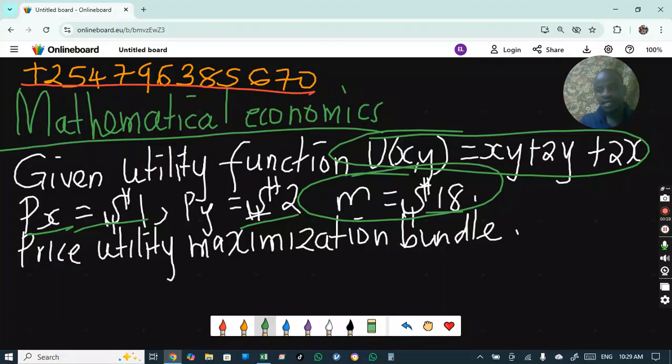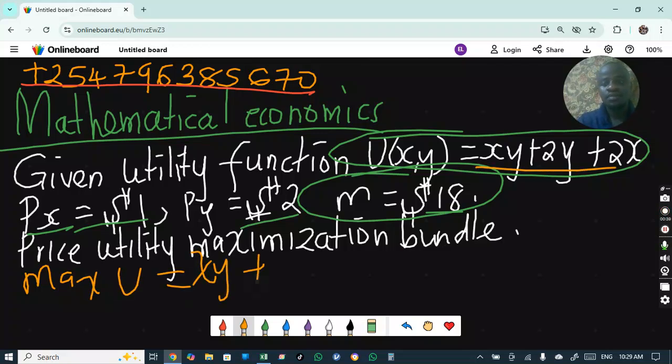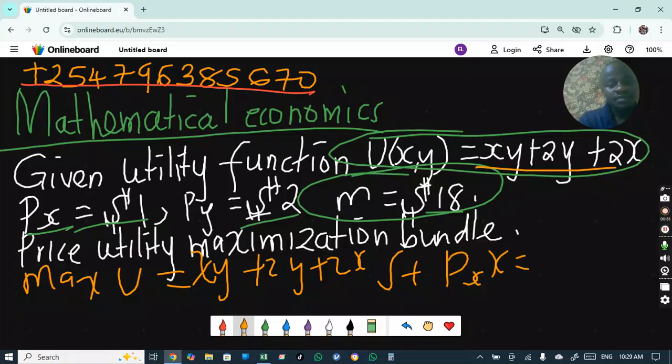So we know very well that maximum utility in this question is xy plus 2y plus 2x, such that price of x times x will be the same as price of y times y. So we are just stating that particular statement. Now from there, let's focus on the marginal utility of x and the marginal utility of y.